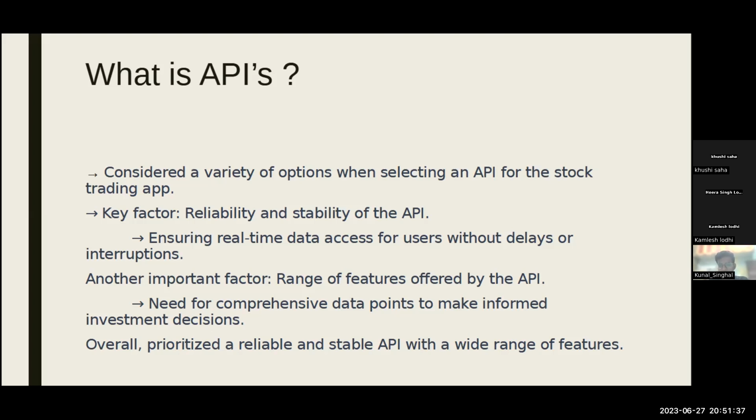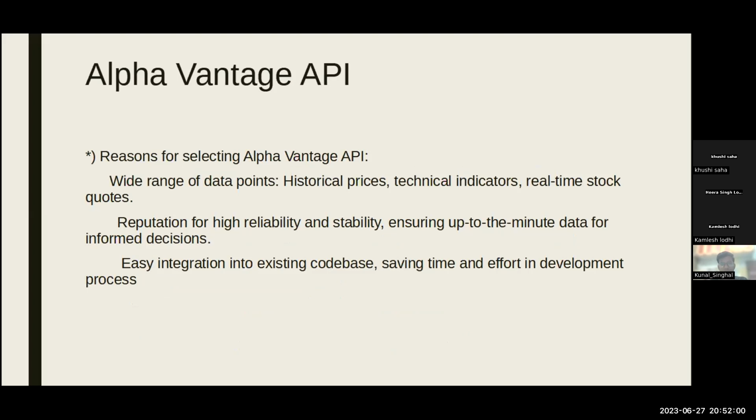Another important factor is the range of features offered by the API. The Alpha Vantage API returns a JSON object with all the features, and we have to extract which features we need to use. The API should be stable with a wide range of features. The features for selecting Alpha Vantage: a wide range of data points. Alpha Vantage has real-time stock quotes and wide ranges of data, and it has all the features that I have to put in my Android app.